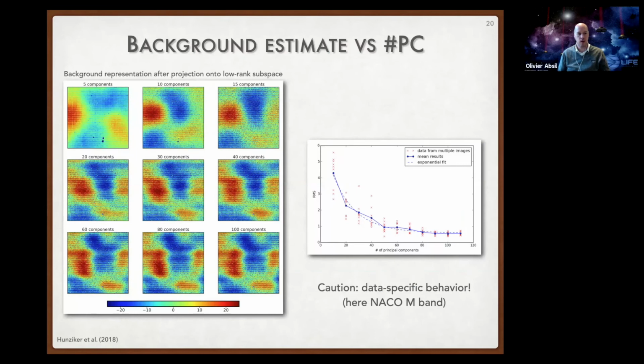Okay, and so this is just to show you how the representation of the background evolves as a function of the number of principal components you use. The more components you use, the higher the fidelity in the way you reproduce the background.